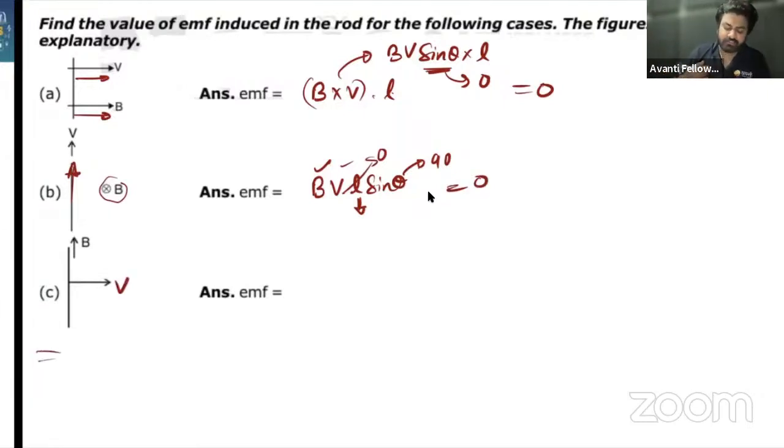Similarly, here also you can find, right? Velocity is in this direction. B is upwards. Again, the magnetic field lines will not be cutting perpendicularly, right? So here also you will get 0. Simple. So this is clear. Let's move forward.